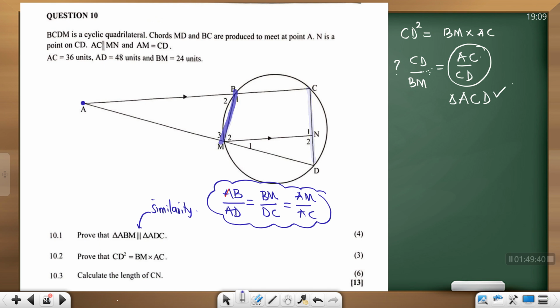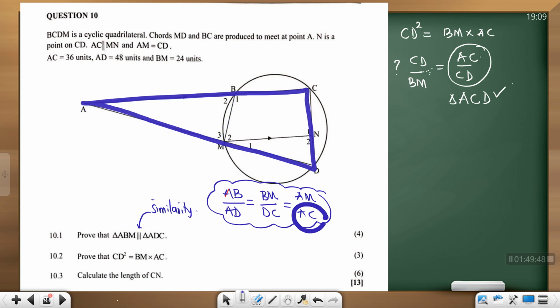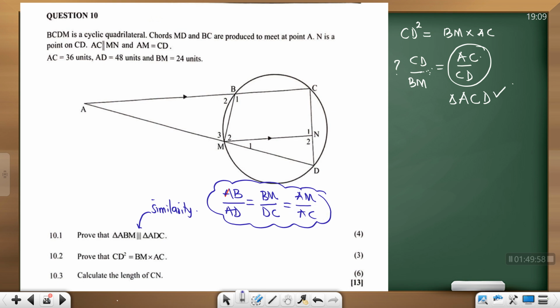I have AC and CD. It is triangle ACD, right? Okay. AC, watch me. AC. Do I have CD? AC over CD. Okay, wait, I want to check something quickly. Wait, I'm looking for CD and BM, right? That's where my problem is. And I know that if I can get this, then I'm fine.